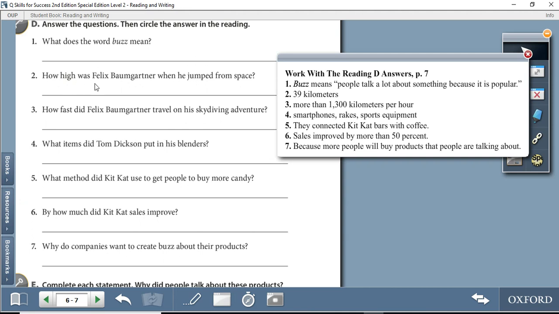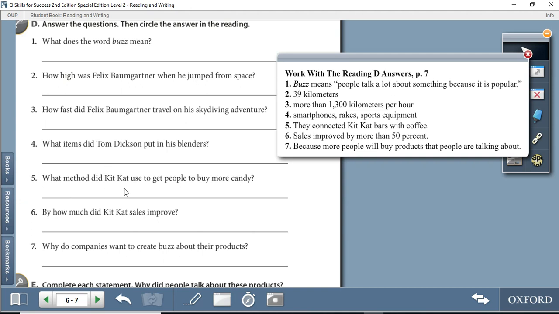2. How high was Felix Baumgartner when he jumped from space? 39 kilometers. 3. How fast did Felix Baumgartner travel on his skydiving adventure? More than 1,300 kilometers per hour. 4. What items did Tom Dixon put in his blenders? Smartphones, brakes, sports equipment.